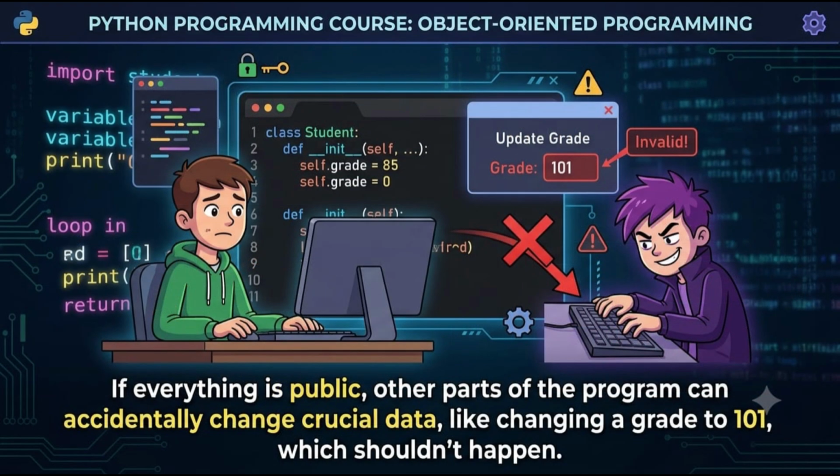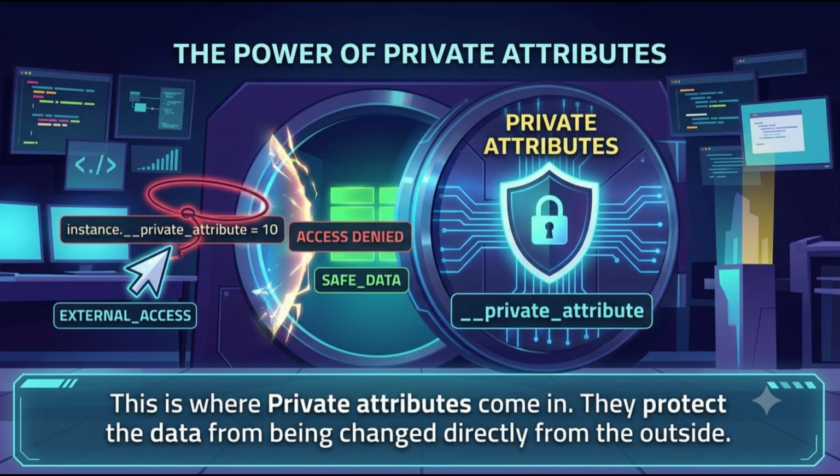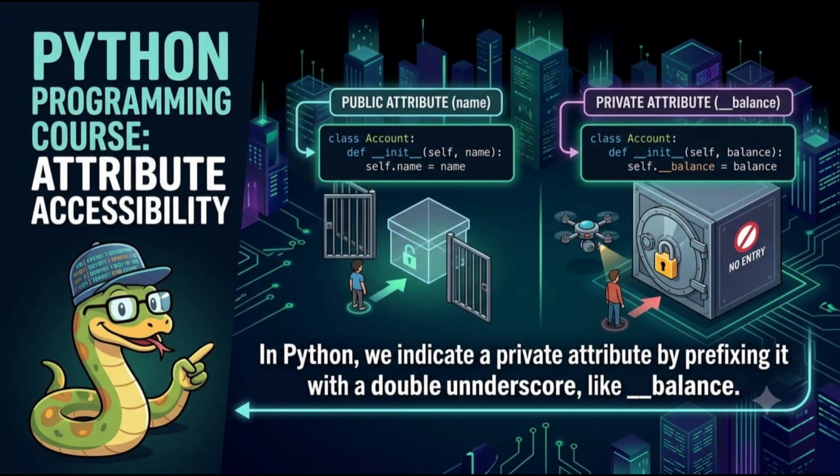If everything is public, other parts of the program can accidentally change crucial data, like changing a grade to 101, which shouldn't happen. This is where private attributes come in. They protect the data from being changed directly from the outside. In Python, we indicate a private attribute by prefixing it with a double underscore, like __balance.